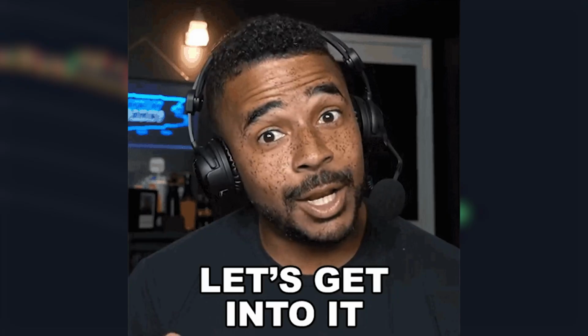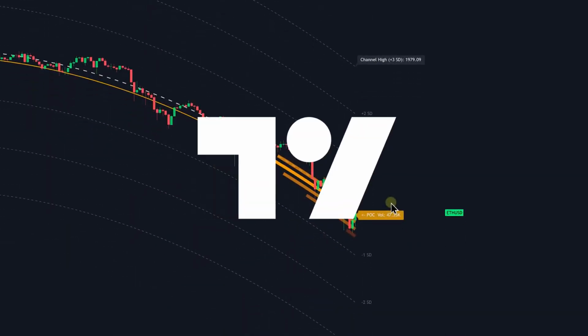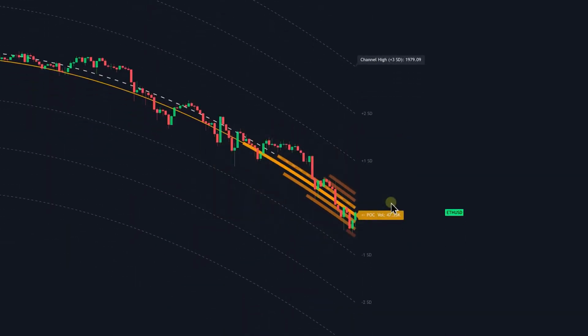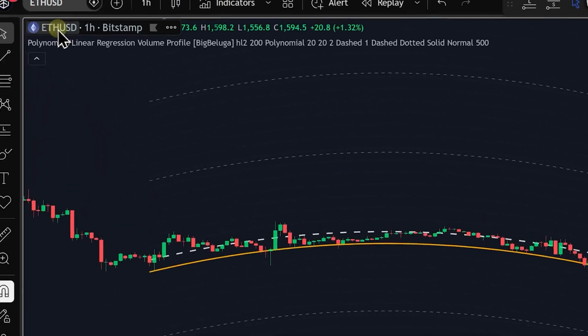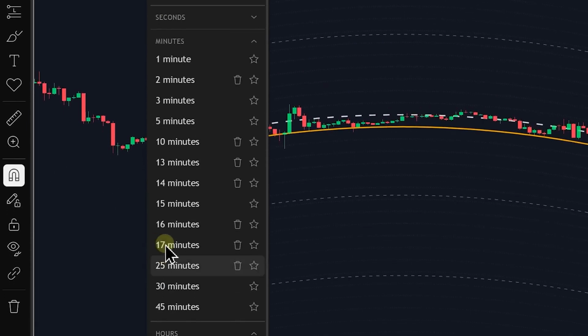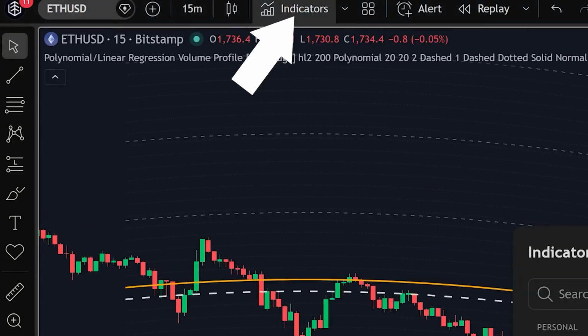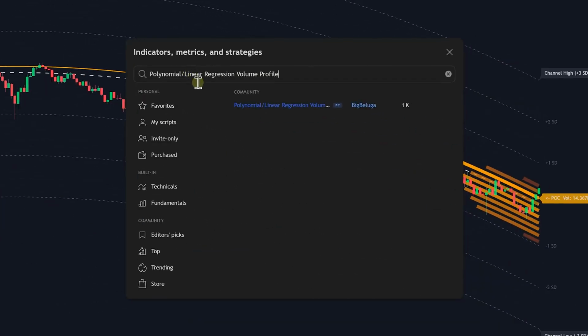Let's get into it. To get started, you want to open TradingView. If you haven't signed up yet and you want to use the same setup I'm using, there is a link in the video description. Once you're on TradingView, open ETH USD and switch to the 15-minute time frame. Then go to Indicators and search for Polynomial Linear Regression Volume Profile. You want to select this one by Big Beluga and add it to your chart.